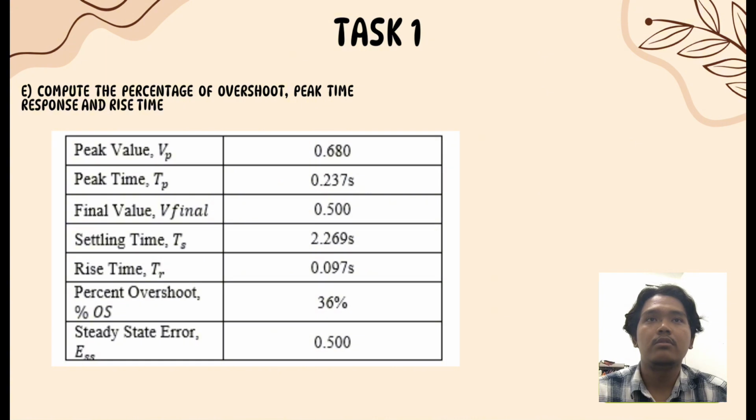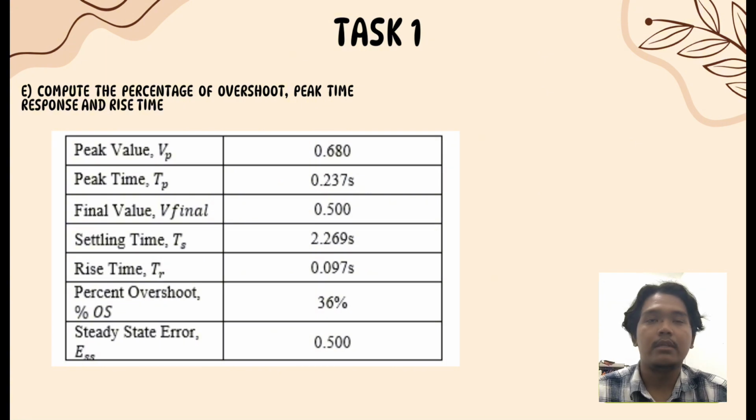Okay, so we continue for Task 1E also. Task 1E asks us to compute the percentage of overshoot, peak time, rise time and settling time. So in the table below, we have found all the values, starting with the peak value VP.